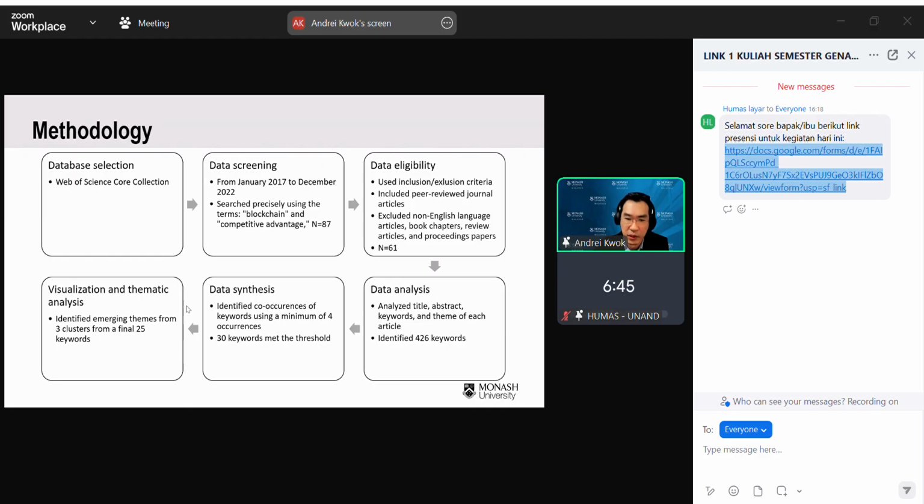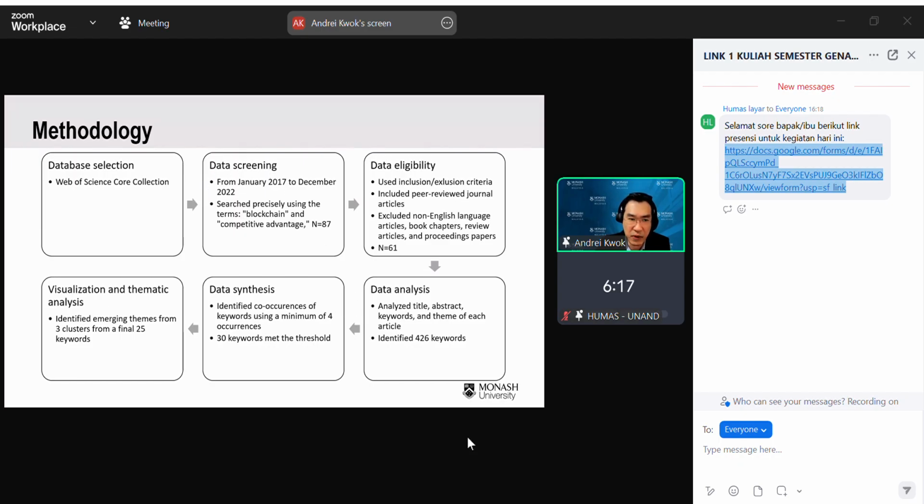And then we do a co-occurrence of the keywords using a minimum of 4 co-occurrences. We don't want to have too low co-occurrence, like 1 or 2, because it means that there's hardly any match or similarity. So from here, we find about 30 keywords that meet the threshold, and then we further filter it to 25 keywords, and we found that there are 3 emerging themes from 3 clusters.